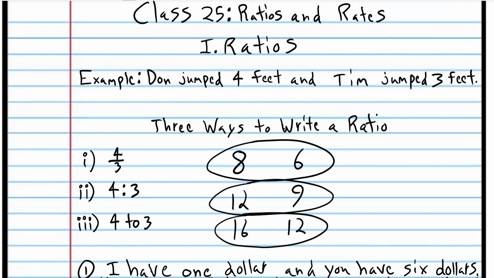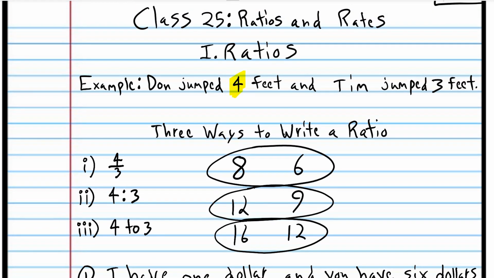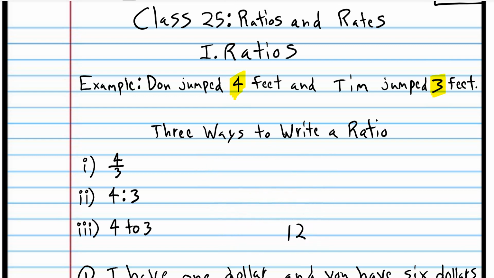Now notice that we multiply these two numbers by the same number to get 8 and 6, and we multiplied those two numbers by 3 to get 12 and 9, and we multiplied both those numbers by 4 to get 16 and 12. So you always multiply the two numbers in a ratio, in this case 4 and 3, by the same number. That was also true of fractions.